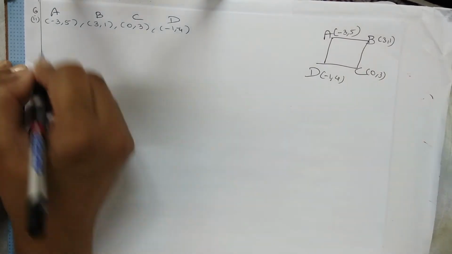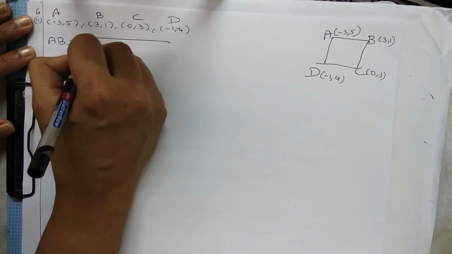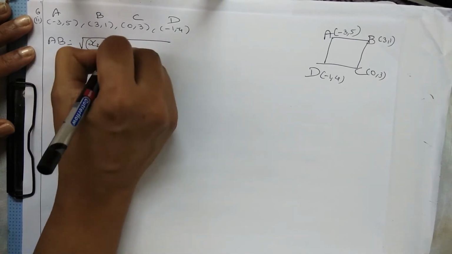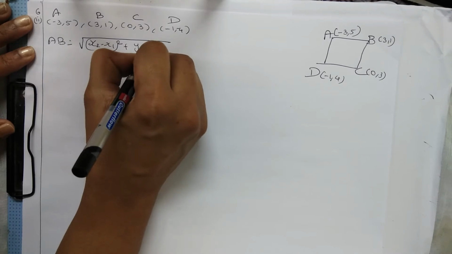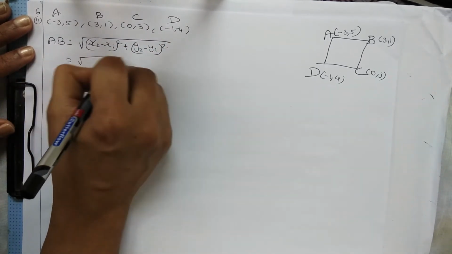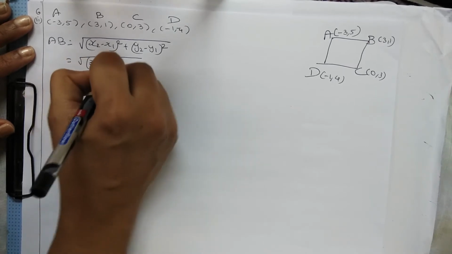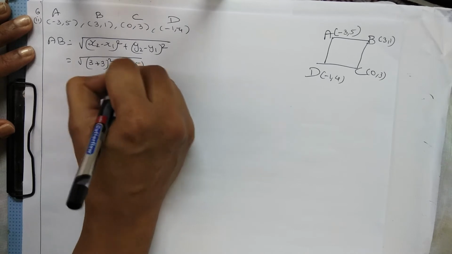Now here also, first you find out AB, distance formula. Once I am writing here, (x2 minus x1) the whole square plus (y2 minus y1) the whole square is the formula. So just substitute that. Here 3 minus -3 becomes plus 3, the whole square, plus (1 minus 5) the whole square.